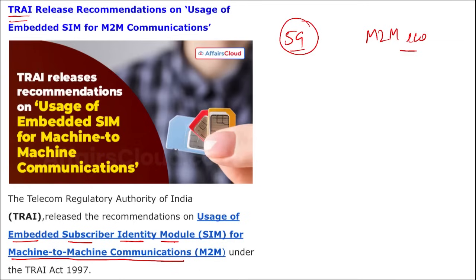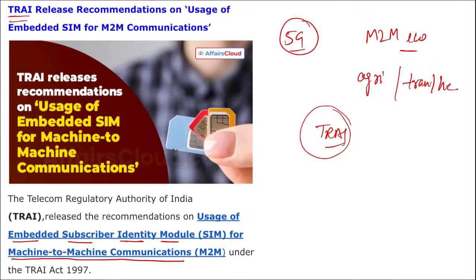This offers increased scope of application in various sectors such as agriculture, such as transportation, such as healthcare and industrial automation. These recommendations will streamline the regulatory landscape of machine-to-machine SIM, that is eSIM in India, that is your embedded SIM. And by these recommendations, TRAI has emphasized the importance of implementing KYC procedures to maintain network security, reduce fraud threats, improve M2M eSIM ecosystem overall integrity.